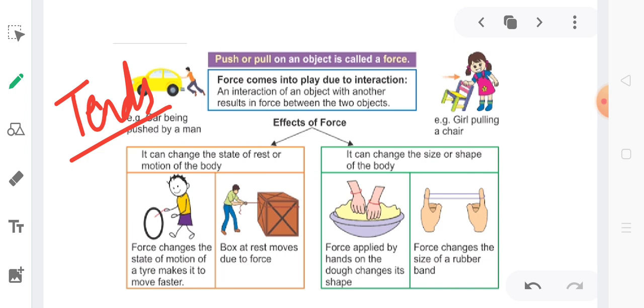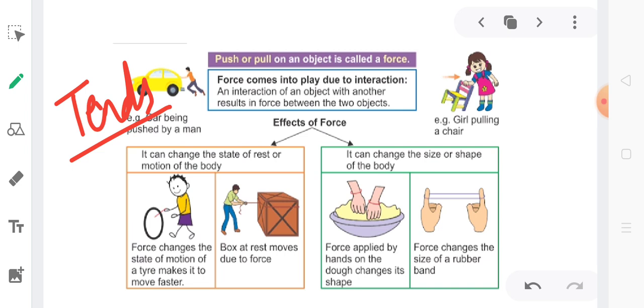So, force can change the state of rest or motion of the body. We sometimes write this effect as, force can change the state of the body simply. Now, state includes both the state of rest and state of motion.